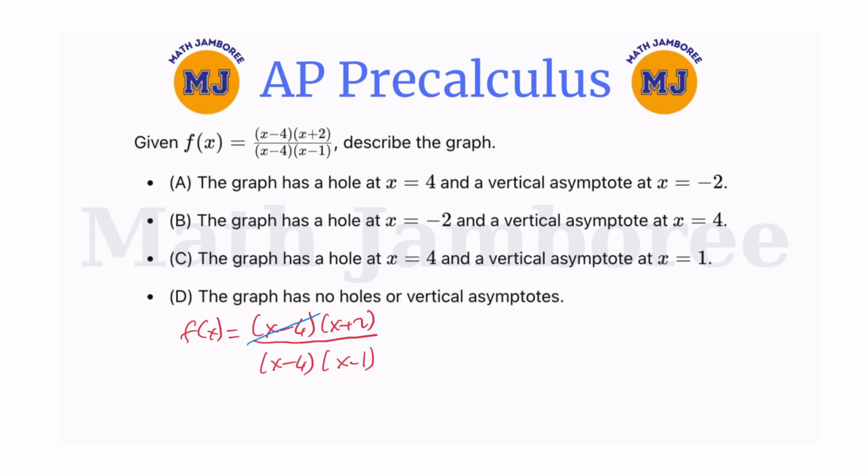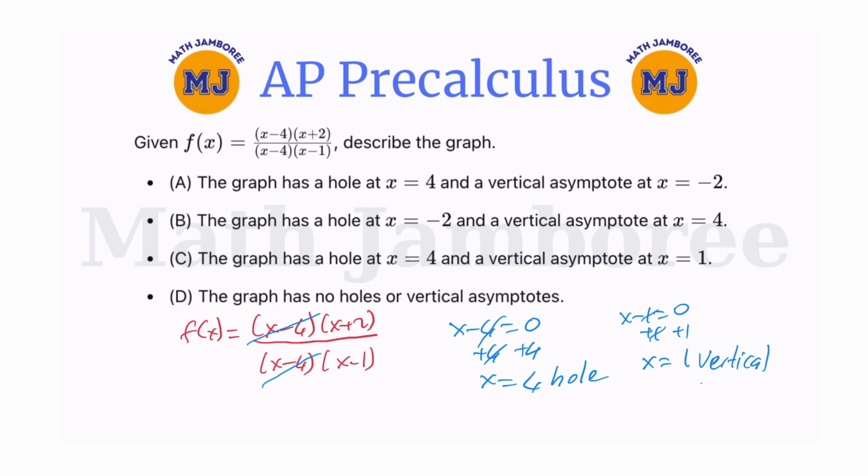So you can see that x minus 4 and x minus 4 cancel each other out. So we're talking about a hole now. When you solve it for x, x equals 4, there is a hole at x equals 4. For the vertical asymptote, x minus 1 equals 0. You can add 1 to both sides, and x equals 1. So this is the vertical asymptote. So we have x equals 1 as the vertical asymptote, and there is a hole at 4.